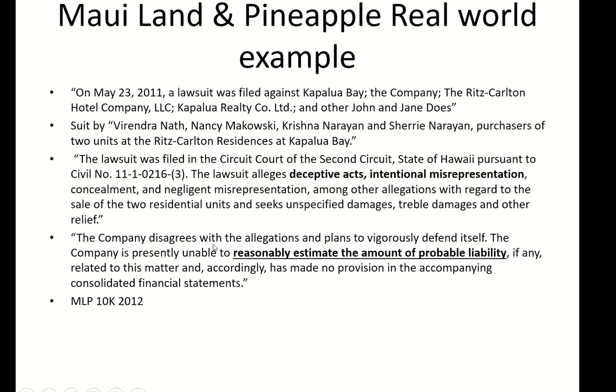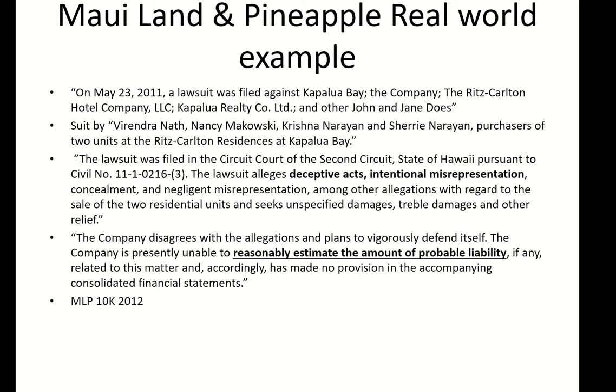The company disagrees with the allegation and plans to vigorously defend itself. The company is presently unable to reasonably estimate the amount of probable liability, if any, related to the matter. Accordingly, it has made no provision in the company's consolidated financial statements.